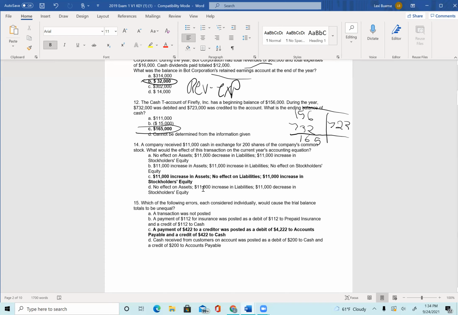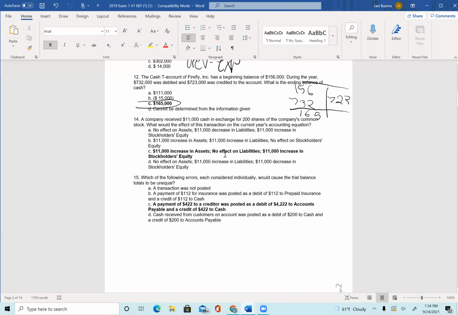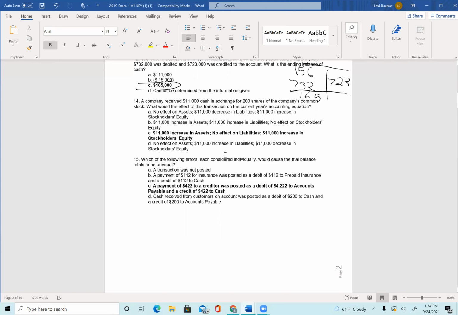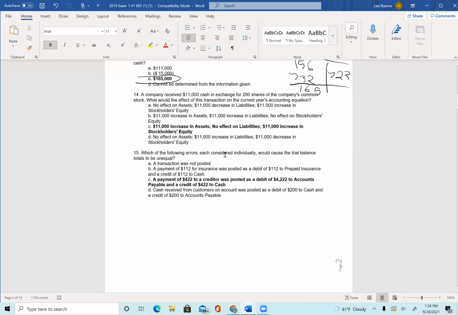So the company received 11,000 cash in exchange for 200 shares of the company's common stock. What would the effect of this transaction on the current year's accounting equation be? So since we received cash, it's going to increase your assets, and cash is an asset account. And it would either be assets or liability, so since we already dealt with assets, it would have no effect on liabilities. And since we increased our assets, it's going to also increase the stockholders' equity because you're getting 200 shares as well.